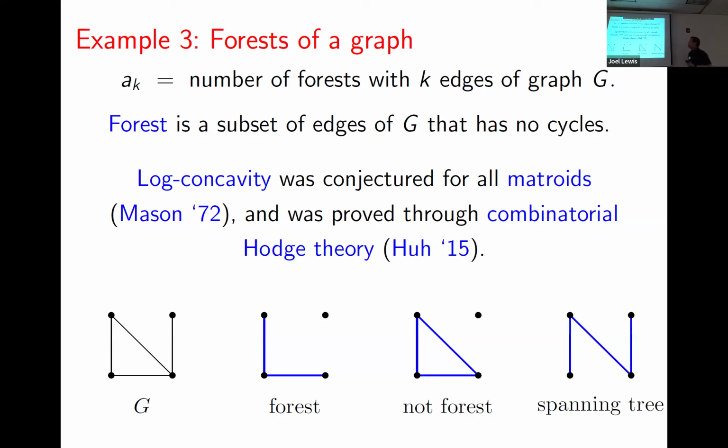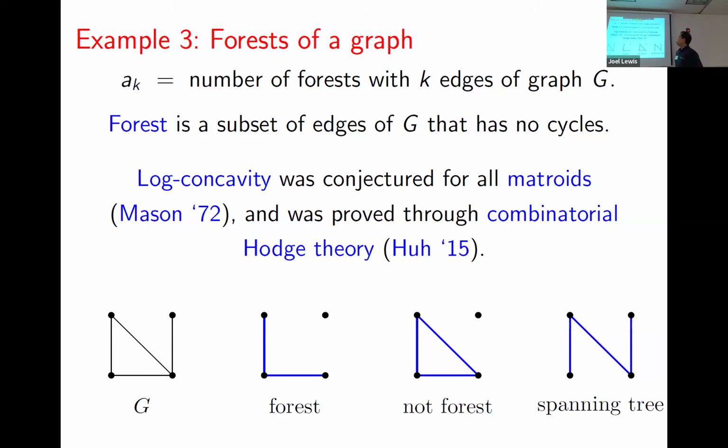Unlike the other two examples, proving the log-concavity of this sequence turns out to be an extremely hard problem. It was first conjectured by Mason in 1972, where he conjectured it not only for graphs but for all matroids. I'll explain why it's matroids in later slides. This problem was open for around 2015 minus 1972, which is 43 years. It was open for 43 years before it was finally solved by June Huh in 2015 using a technique that we now know as combinatorial Hodge theory.